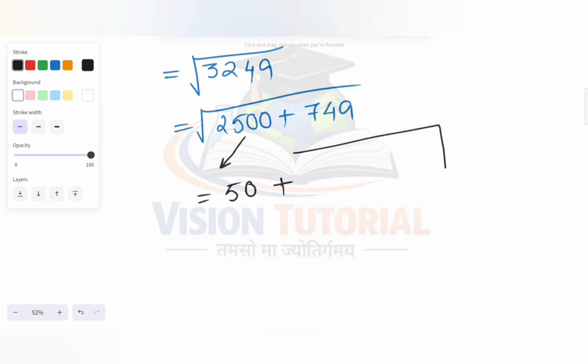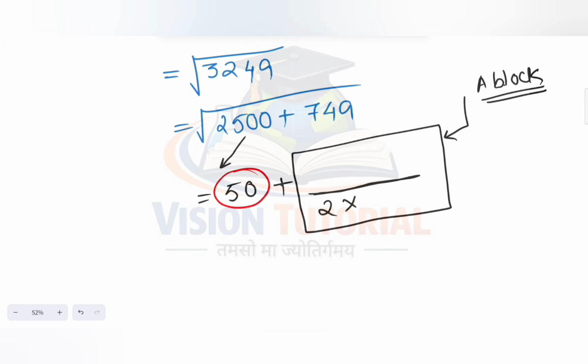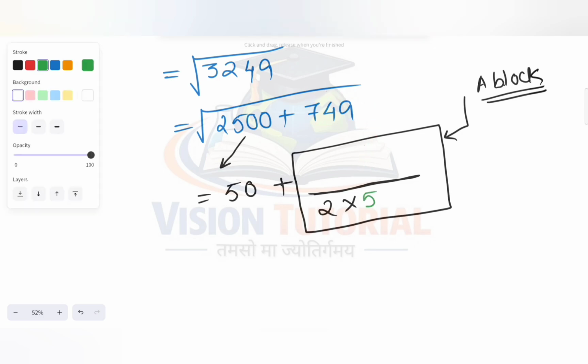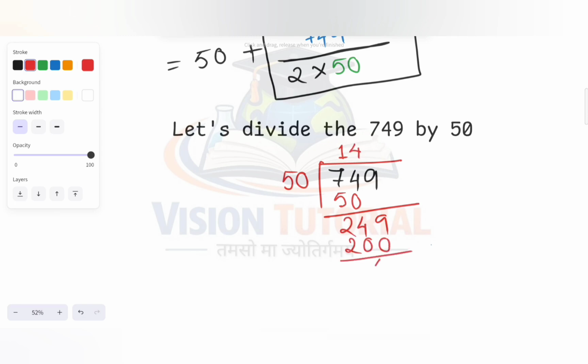Then, we create a small block. Inside this block, we put the remainder, 749, as the numerator. The block is 749, divided by 2 times 50. This helps us refine our estimate and get a better approximation. Next, we divide 749 by 50. The quotient must be an even number, so when we do this, we get 14, with a remainder of 49.